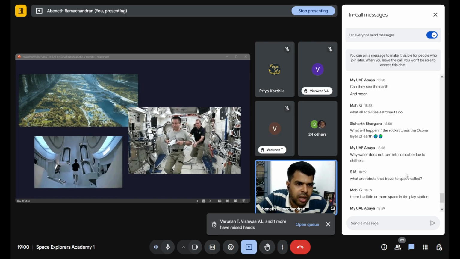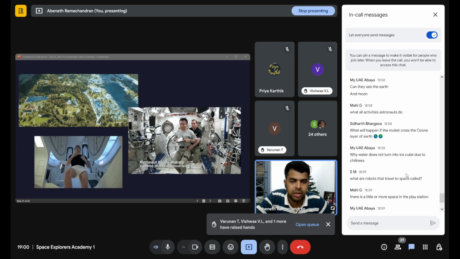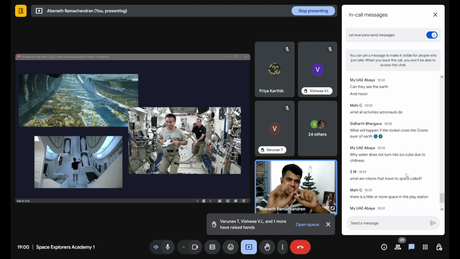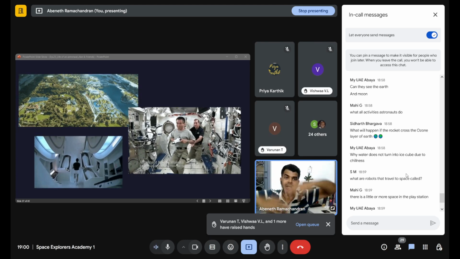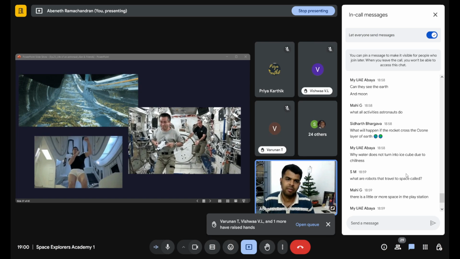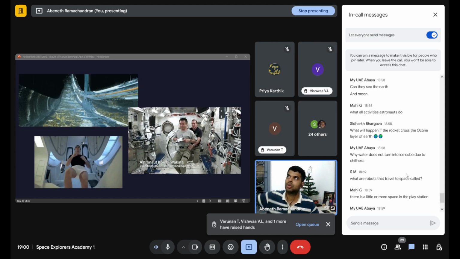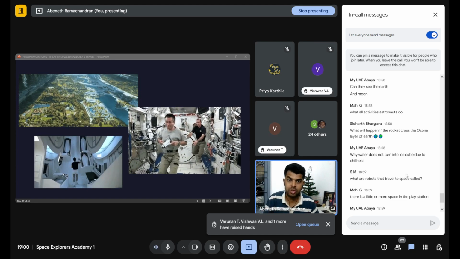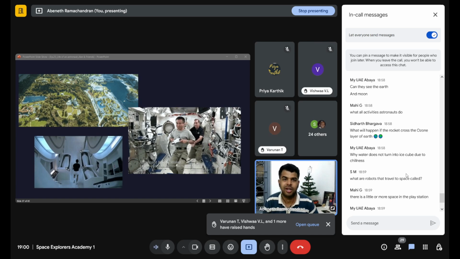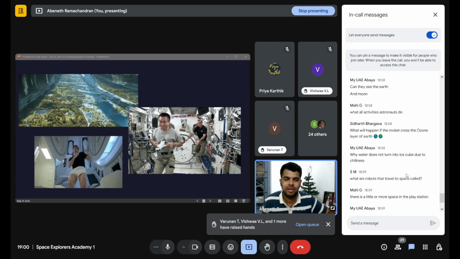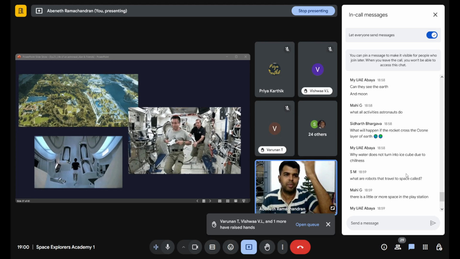What will happen if the rocket crosses the ozone layer of the Earth? It's a very thin layer. The ozone layer is not like a very thick cloud. It's a very thin layer, almost 20 to 30 meters in height, close to a building height, that's all. So it's not like it's going to tear through the ozone layer. It's not like a very thick fabric. It's a very small thing. They can easily pass through an ozone layer.